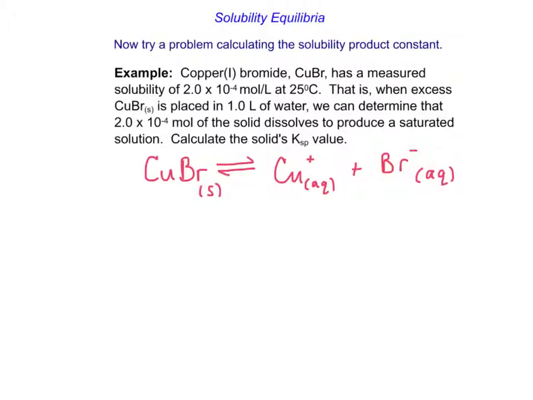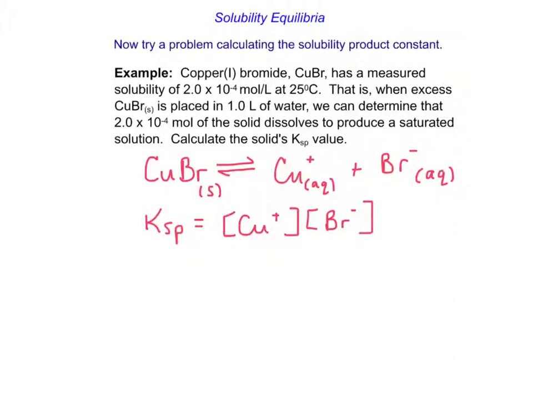We also know Ksp for this system, the solubility product constant, is going to be equal to the concentration of copper times the concentration of the bromide ions. It's a balanced equation, right? We have one copper on each side, one bromine on each side. Therefore, for Ksp, we're not squaring anything. We have all one-to-one coefficients, and that's where we can start.